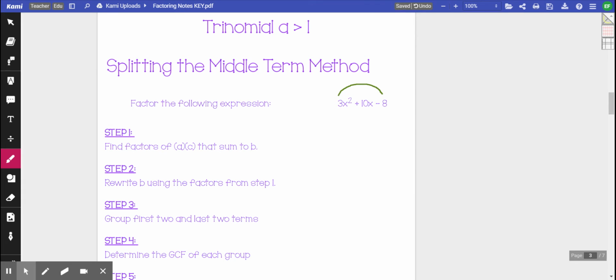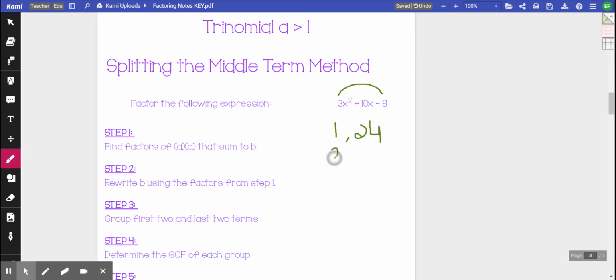If we multiply those together, we're going to get 24. So we're looking for the factors of 24. We're looking for the ones that sum up to b, so that's 10. So we know that we're going to have different signs here because in order to get that negative 24, one of those two factors, the 1 or the 24, is going to have to be negative. So just keep that in mind as we're listing out the factors.